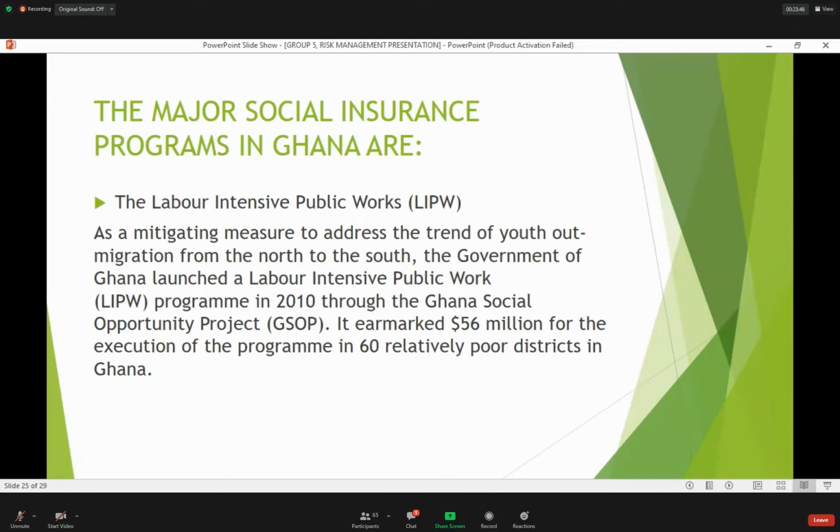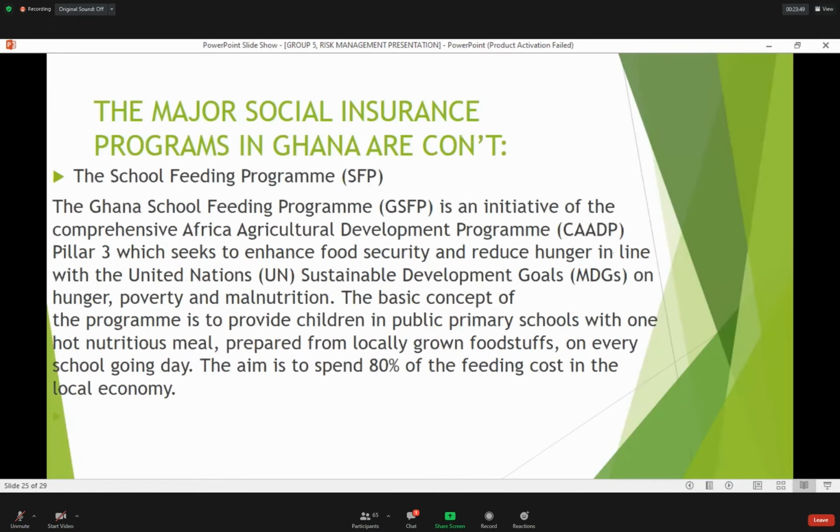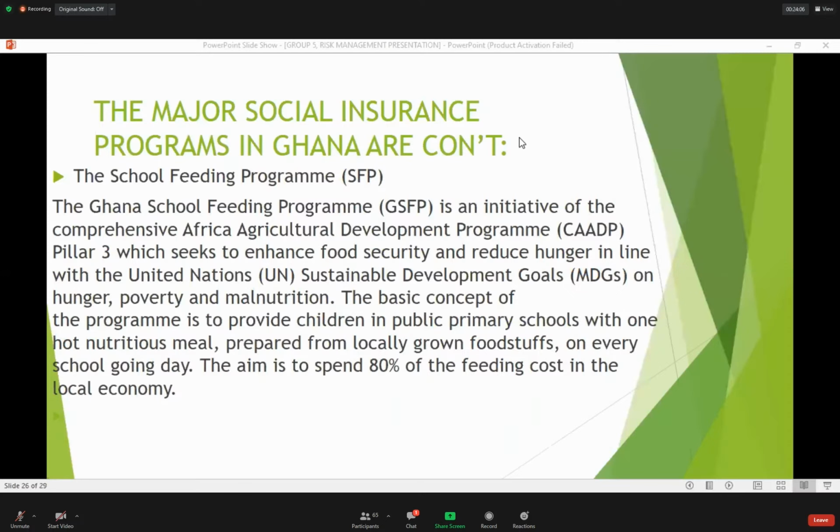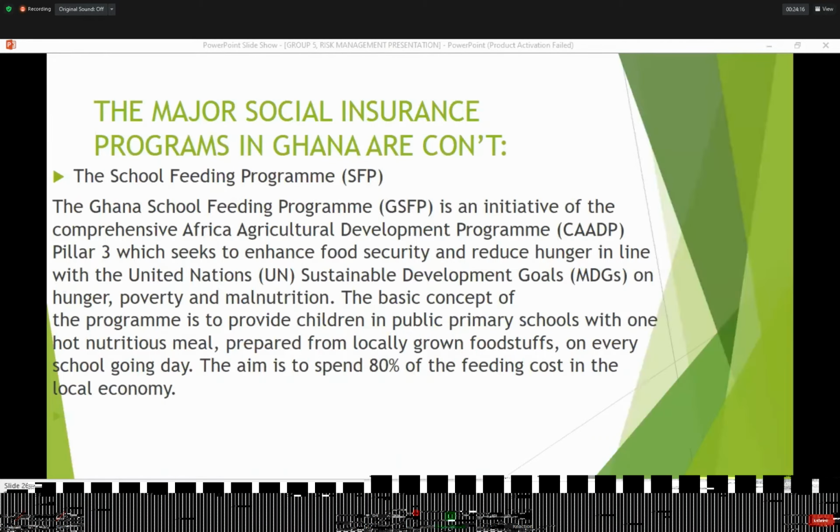Then moving on, our next social program was the School Feeding Program itself. This is an initiative of the African Agricultural Development Program, or Pillar 3, if you must. It enhances food security and the reduction of hunger in line with the Sustainable Development Goals initiated by the UN. It provides primary school kids with 1 nutritious hot meal every single day within their academic calendar, prepared for them from local foodstuffs. Its main objective was to ensure that 80% of the country's food budget was spent on the local economy to ensure the feeding program was a success.